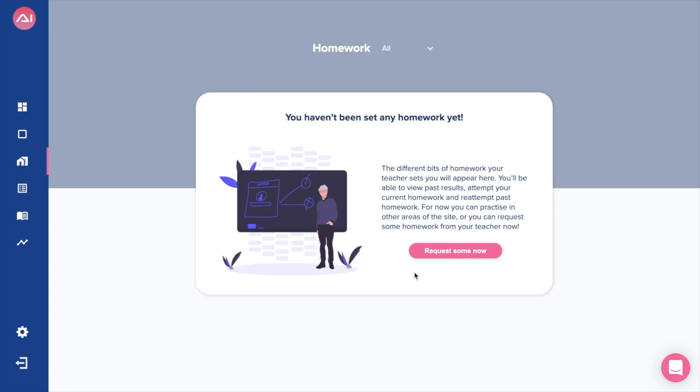From here, your teachers will then be able to set you homework, and the website will then mark the questions for you automatically. So here it's just saying that teachers are able to set homework. Currently no homework has been set on this account, so what I could do is I could request some, and instantly a request has now been sent to my teacher. So next, let's have a look at the syllabus menu.